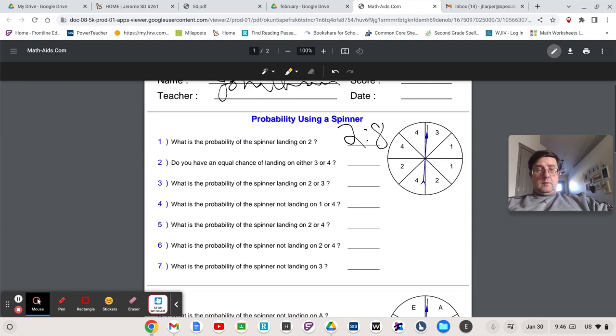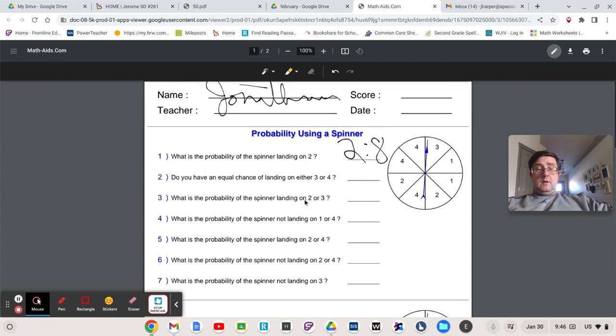You might have seen a little bit of the answer on the next one. The next one just wants to say, is there an equal chance of 3 or 4? Well, to figure out equal chance, we ask, are there the same numbers of 3's as there are of 4's? So we have 1, 2, 3 4's. How many 3's do we have? We only have 1 3. So you wouldn't have the same chance. So the answer would be no.